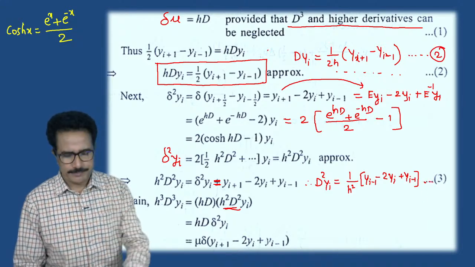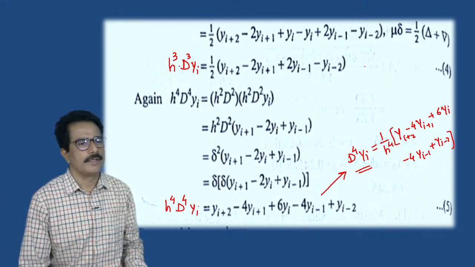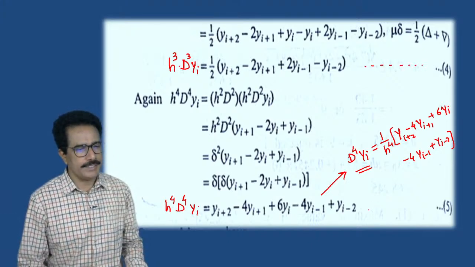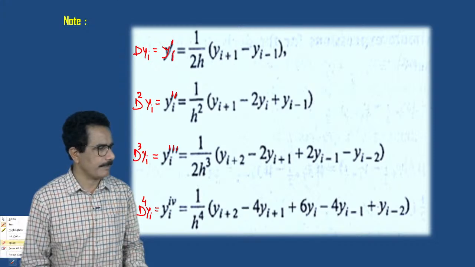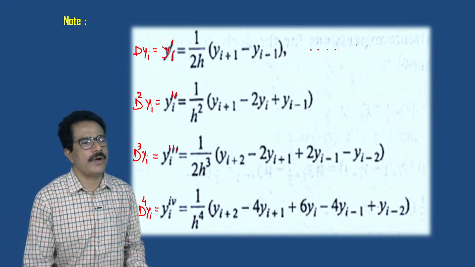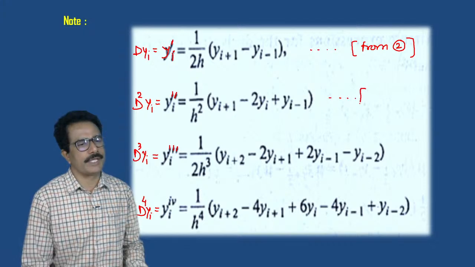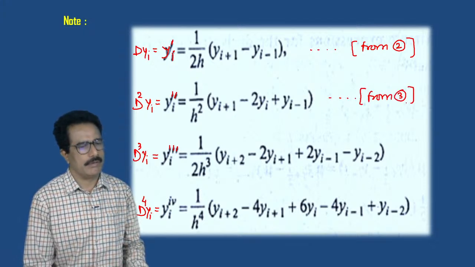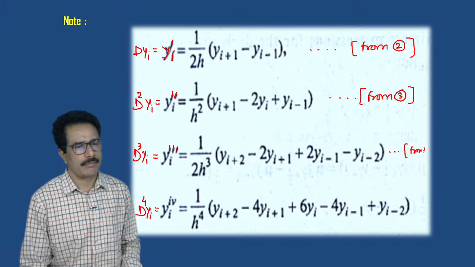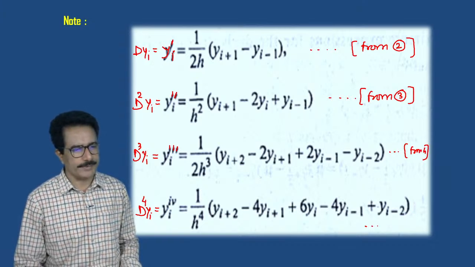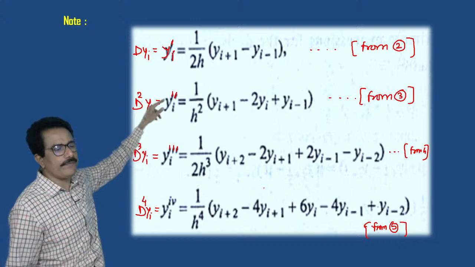This is a 3, this is a 4, this is a 4, and this is a 5. So we can write this as, this is a from 2, this is a from 3, this is a from 4, this is a from 5. In this way we can obtain the fourth order derivative.